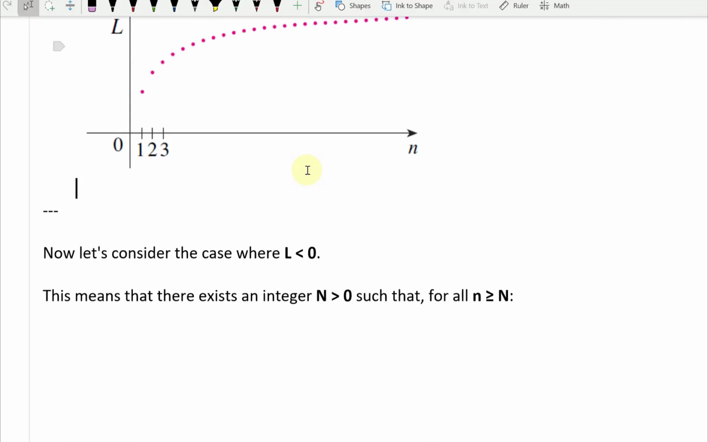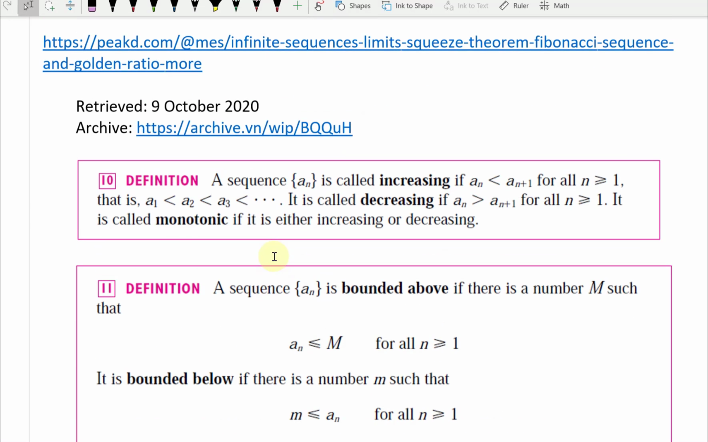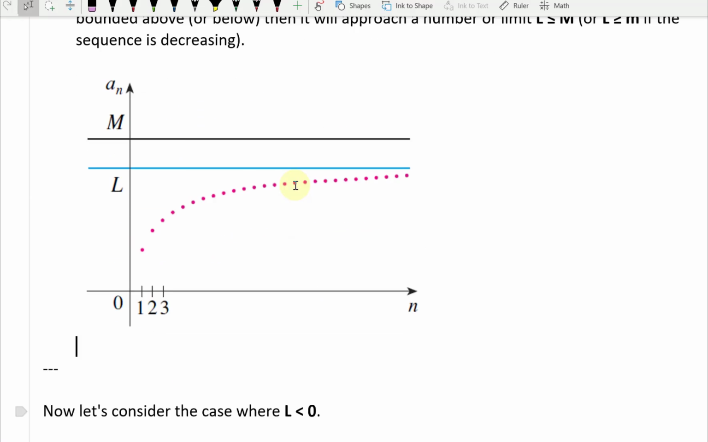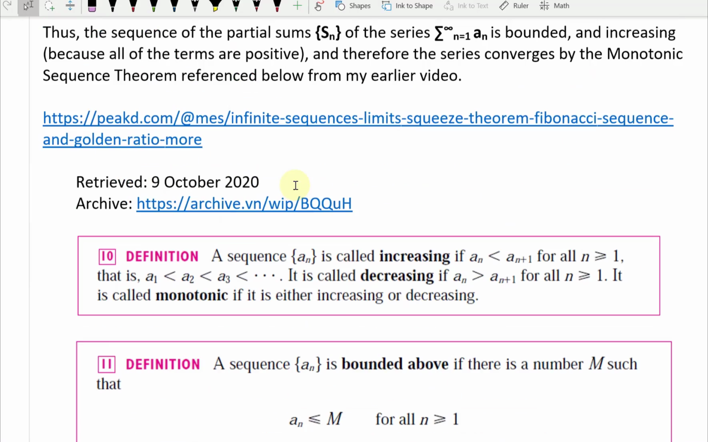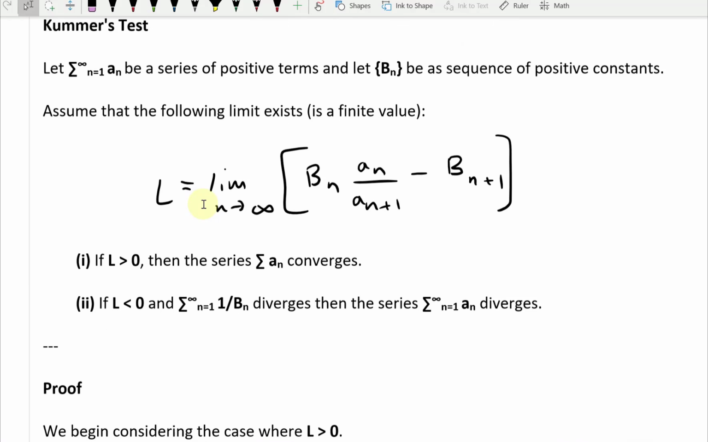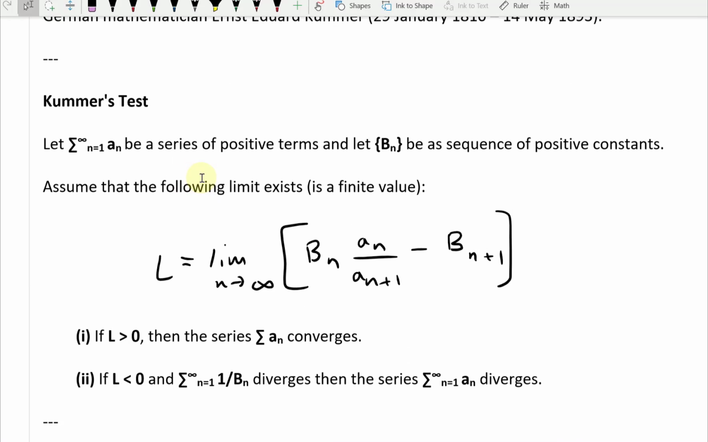Alright, so let's go further. What we did was for the case where L is greater than 0. Now let's consider the case where L is less than 0. In other words, scroll back up. This was here for L greater than 0. Let's look at our proof, Kummer's test, again.